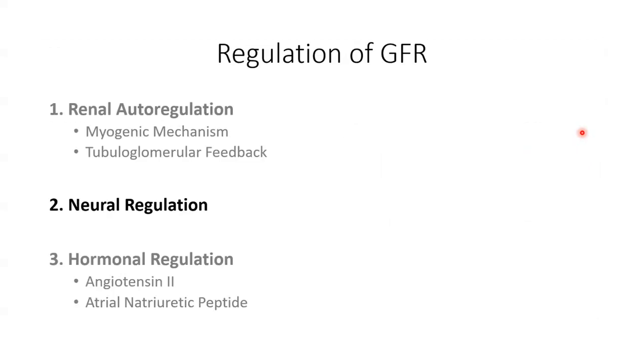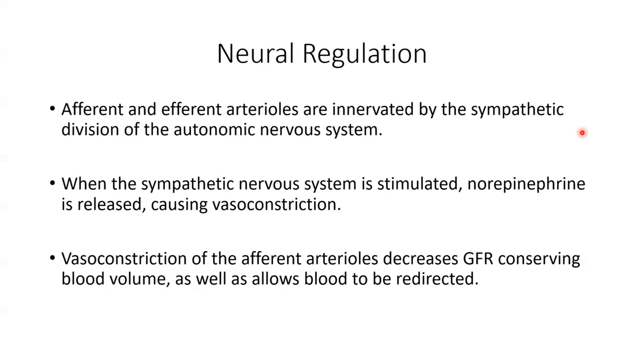The next method by which glomerular filtration rate can be regulated is via the nervous system. So like most blood vessels of the body, those of the kidneys are supplied by the sympathetic division of the autonomic nervous system. This division of the nervous system is active during our fight or flight activities. When this division of the nervous system is stimulated, norepinephrine is released, which causes vasoconstriction of the smooth muscle in the afferent and the efferent arterioles.